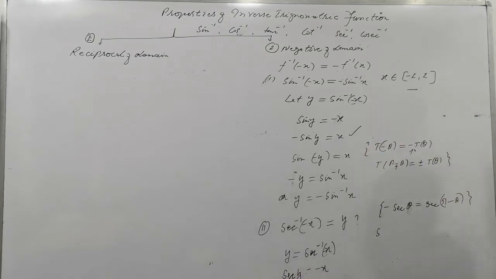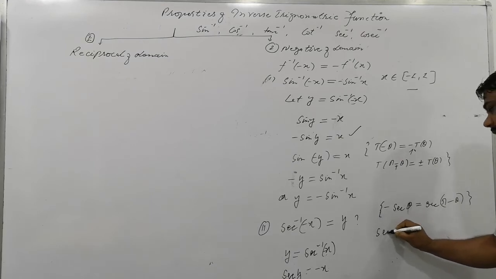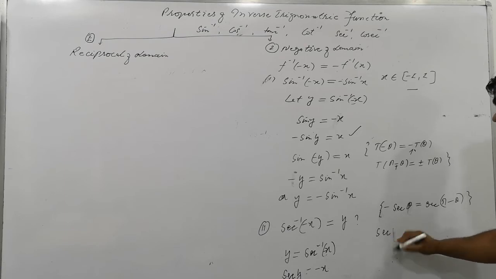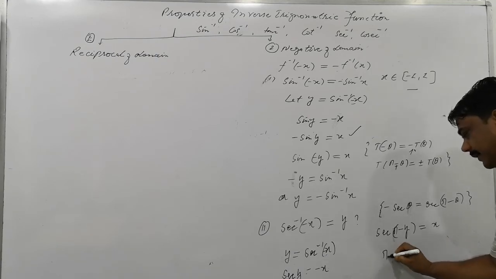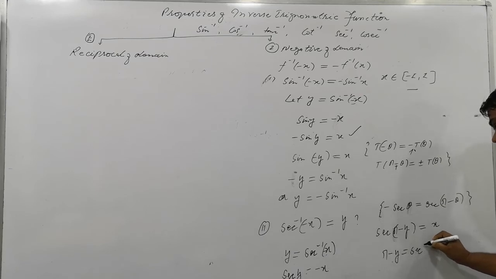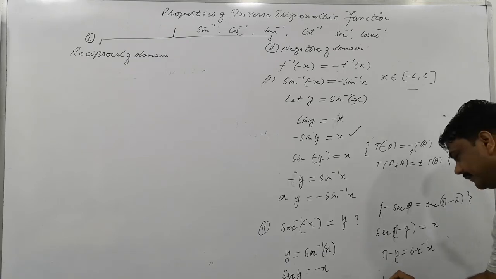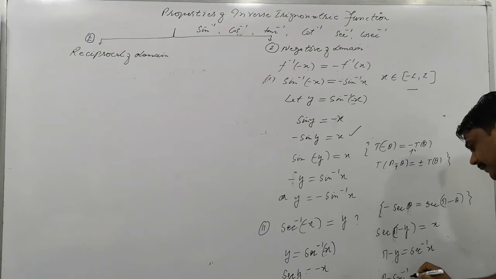Sec y. So this can be written as sec of pi minus y is equal to x. So pi minus y is equal to sec inverse x. Yes, in the place of sec inverse, you can write this. Clear? What is y? So y is pi minus sec inverse x.